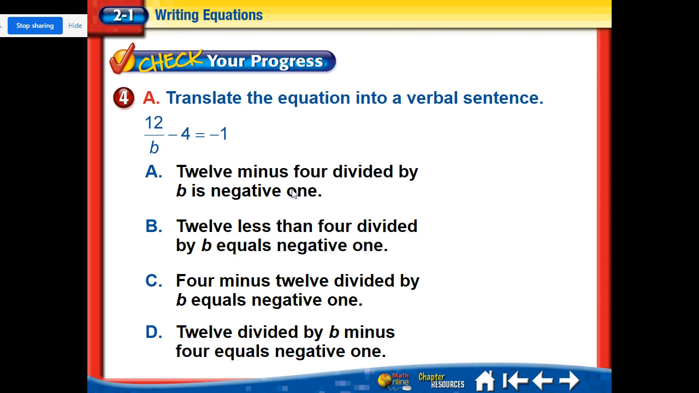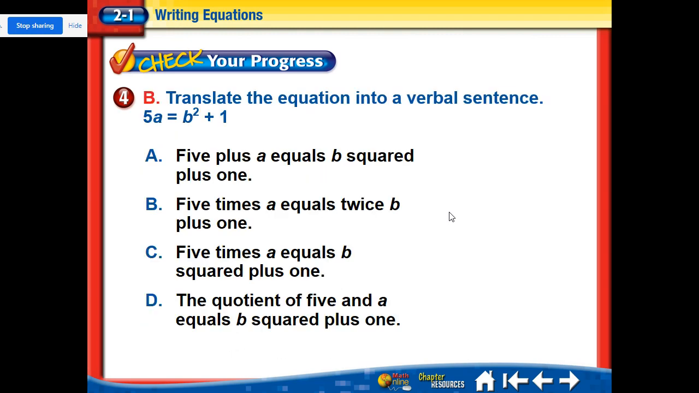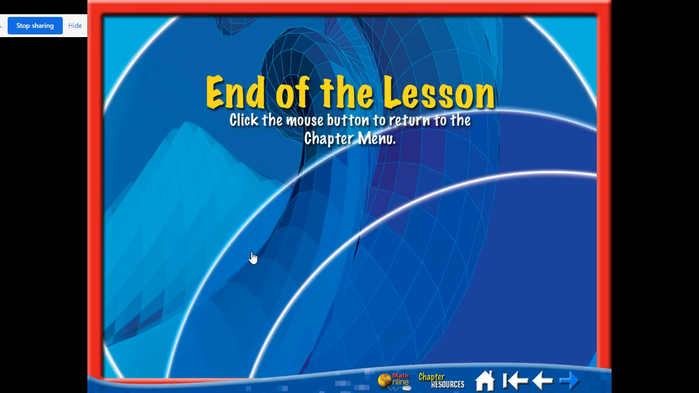All right, 12 divided by b. So 12 minus, nope. 12 less, nope. 4 minus, nope. 12 divided by b. Well, it's d. 5a, so that's 5 times a. It's 5 plus, nope. 5 times quotient, nope. So it's one of these two. Equals, not twice b squared. So that's c. All right. That's what I have for you today.